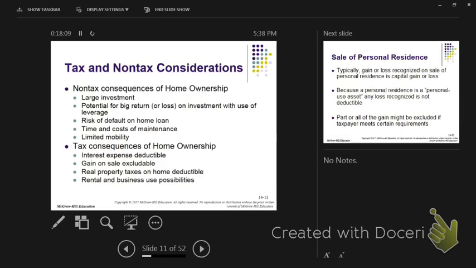So what are some of the non-tax consequences of owning a home? A consequence of owning a home is that it's a very large investment. People found that out between 2008 and about 2013, when the market went the wrong way and jobs went the wrong way, and people had a house they couldn't afford. It's a very large investment, with the potential for a big return or a very big loss.